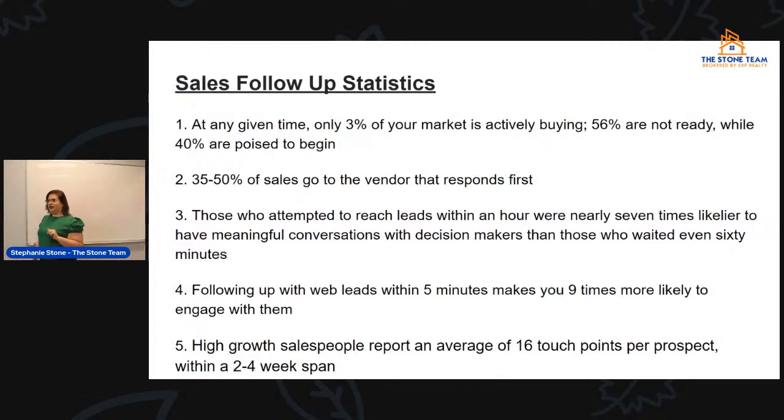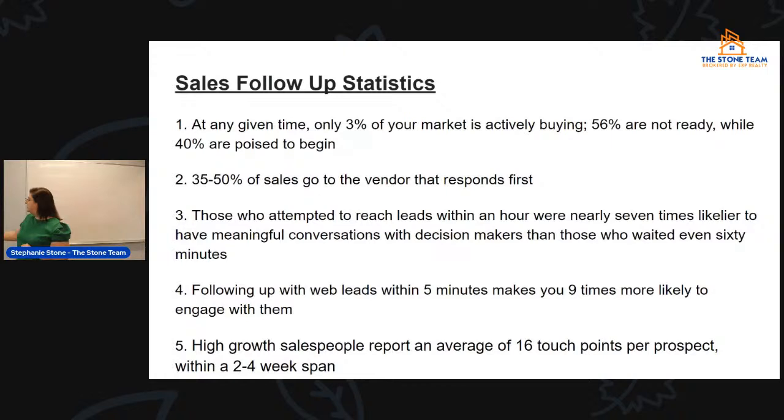I train my team, hey, you get a lead from the team? That text message needs to be out in 5 minutes. They need an email within 10 minutes, and they need a phone call within the hour. Why? So I want those leads to convert. I don't want another agent to swoop in and take that away from us. Following up with internet leads within 5 minutes makes you 9 times more likely to engage with them. So I said 5 minutes for that text message. Why? We increase our chance of converting them by 9 times.